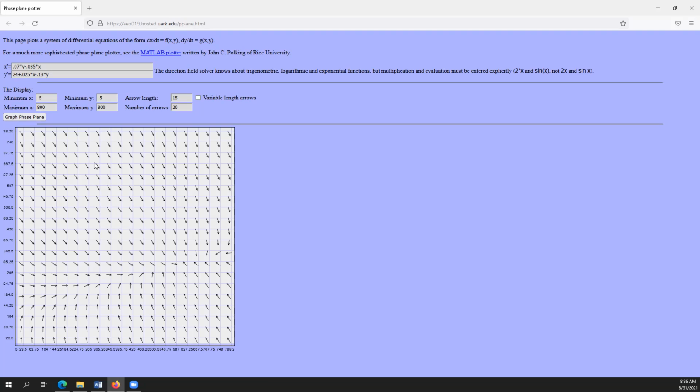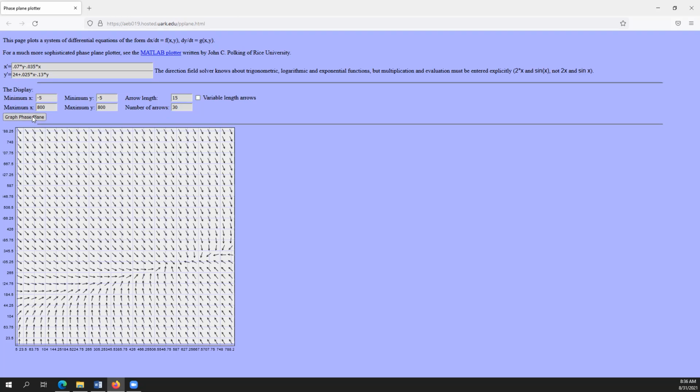So one thing that's just kind of cool about this, like that's pretty decent, the arrow length and the number of arrows is pretty decent. And you certainly can fool around with that. I'll put 30 of them on there and notice that's kind of what happens. What does variable arrow length do?